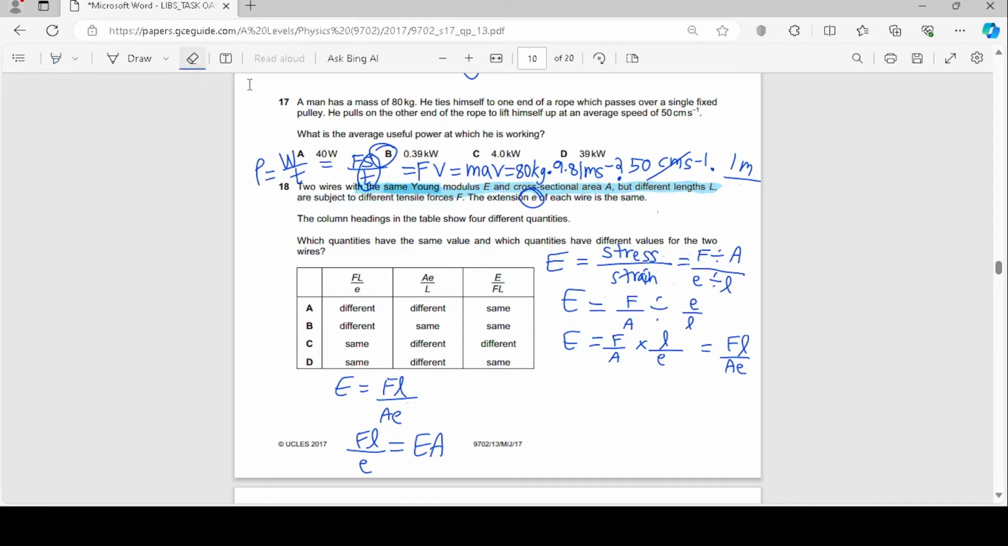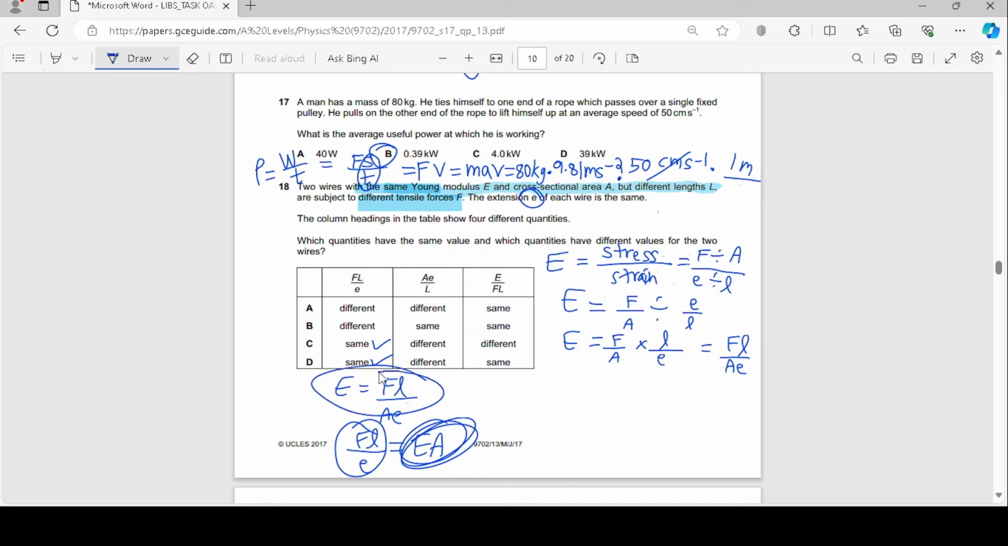Okay, that's too much highlighting. Oh my gosh. You get the point. Yes, I hope, at least. So then my ratio FL by E is going to be the same. Why? Because my EA is the same, because the Young's modulus is the same, and the cross-sectional area is also the same.